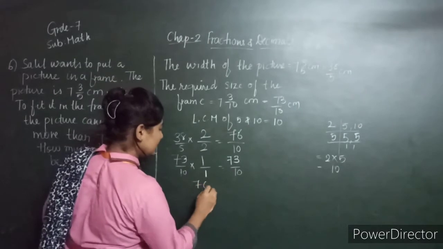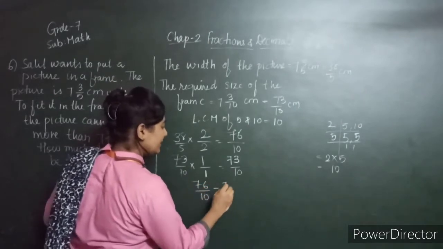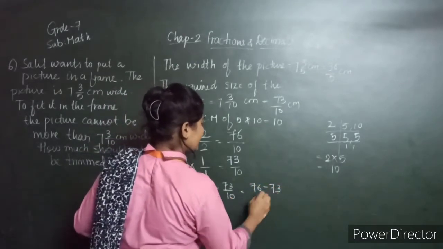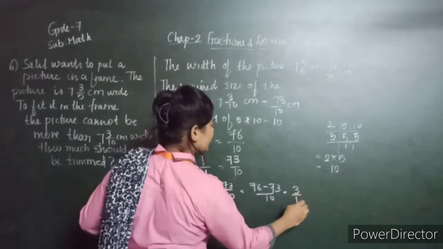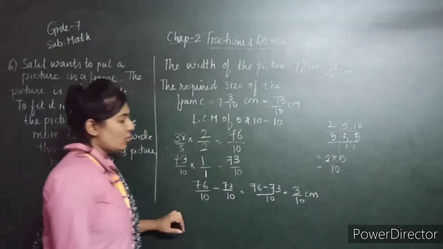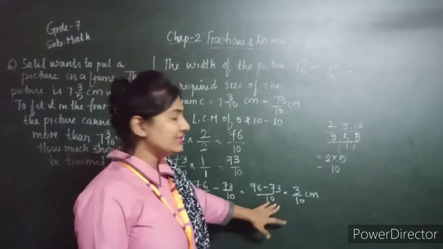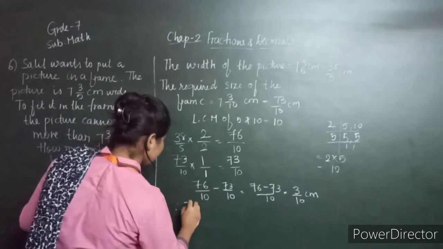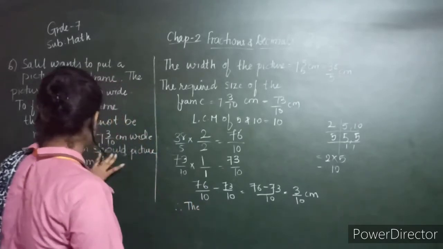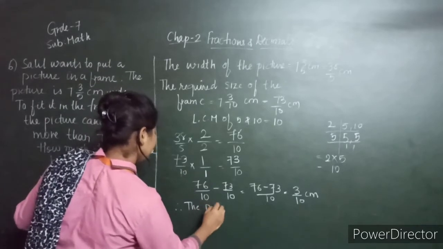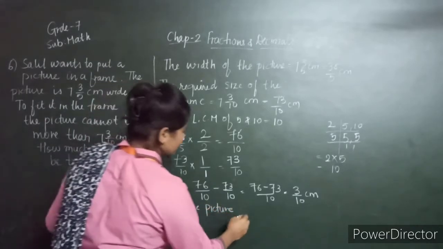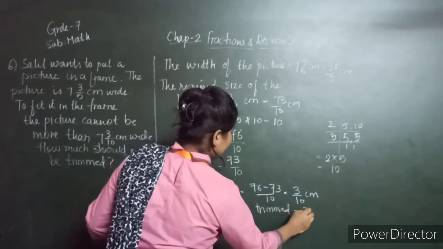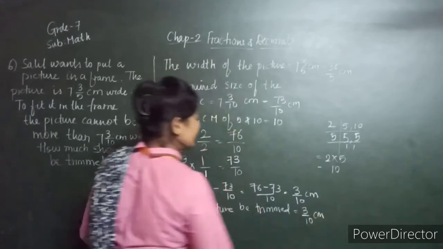Now what we have to do? We have to subtract. So 76 minus 73 upon 10. So it is 3 upon 10 centimeter. So the picture should be trimmed by 3 upon 10. So here we write, therefore the picture to be trimmed is equal to 3 upon 10 centimeter.